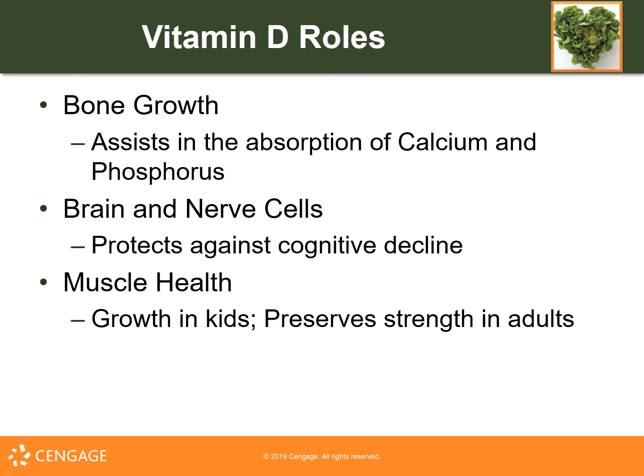Vitamin D roles. So vitamin D helps with bone making and maintenance. Bone growth: it assists in the absorption of calcium and phosphorus, thus helps maintain blood concentrations of these minerals. Bones grow denser and stronger as they absorb these minerals. As far as brain and nerve cells, vitamin D protects against cognitive decline and can also help slow the progression of Parkinson's disease. Muscle health: vitamin D encourages growth in kids and preserves strength in adults.